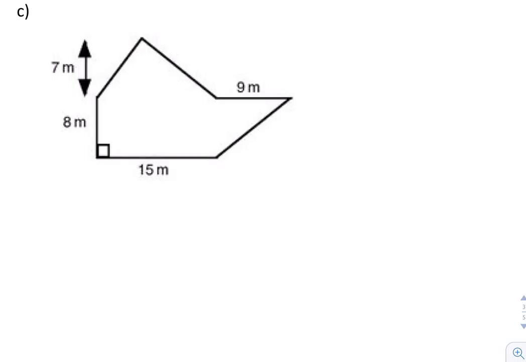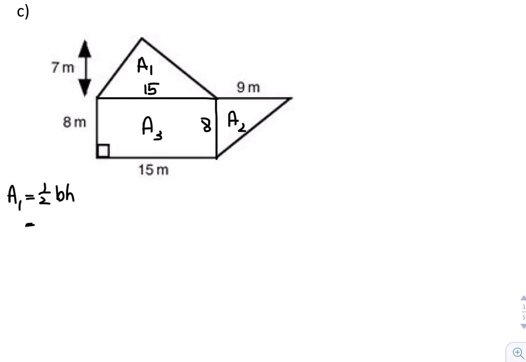The last example is a shape that we can split into 3 different shapes. So we're going to have 2 triangles and then a rectangle. I'm going to put in my measurements. These measurements are already found there, but I'll put them in so that they're clearer for each of those shapes. So I'm going to have area 1, area 2, and area 3. So area 1 is a half base times height, where my base is 15 and my height is 7, giving me a result of 52.5.